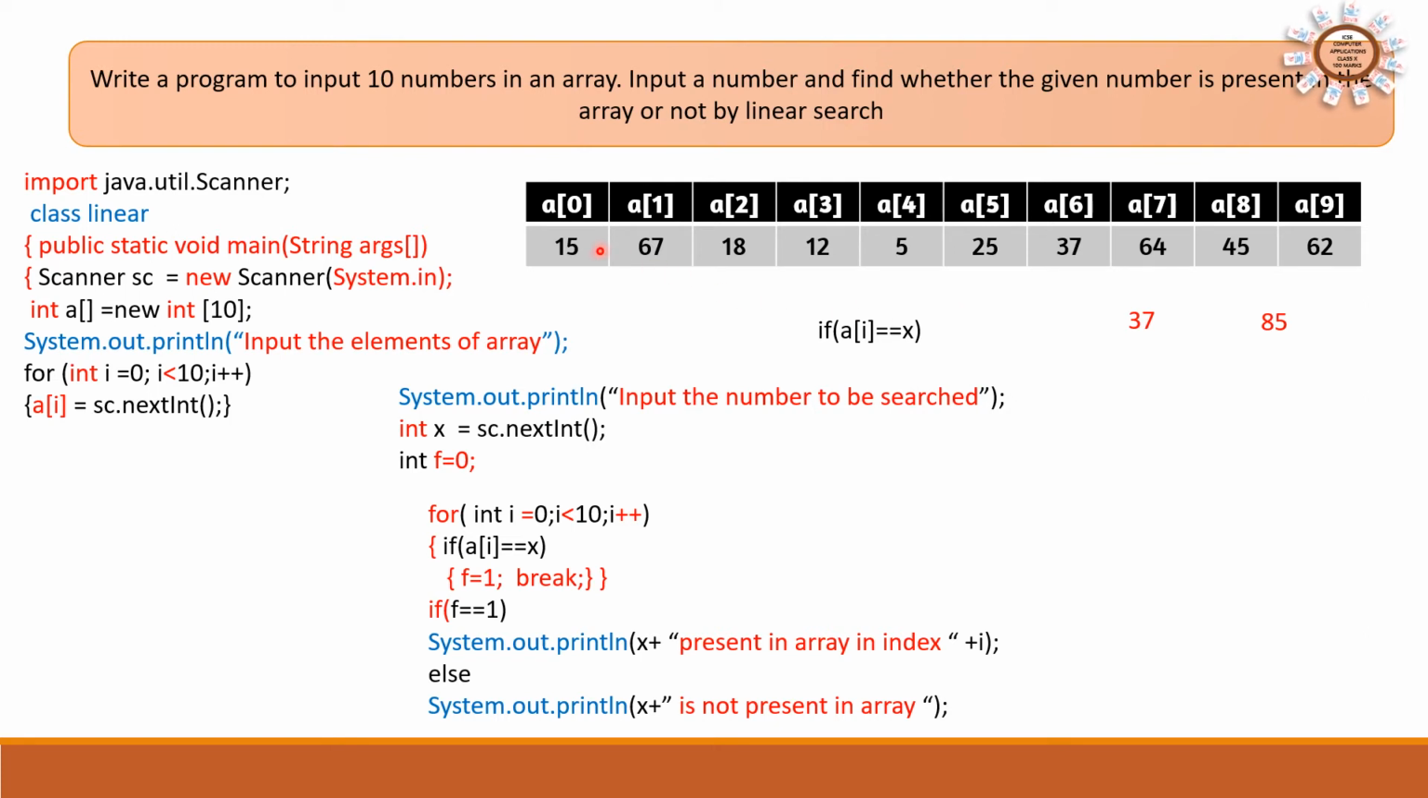Here also, checking will go from A0 to A9. We can see A0, A1, A2. The numbers are not the same. That means 85 is not in the array. So F will remain 0. Here F will remain 0.